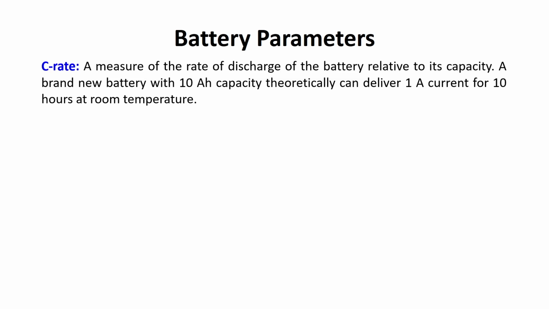C rate measures the rate of discharge of a battery relative to its capacity. A brand new battery with 10 ampere-hour capacity can theoretically deliver 1 ampere current for 10 hours at room temperature. Okay? That way we can do it for other batteries as well, having different capacities.